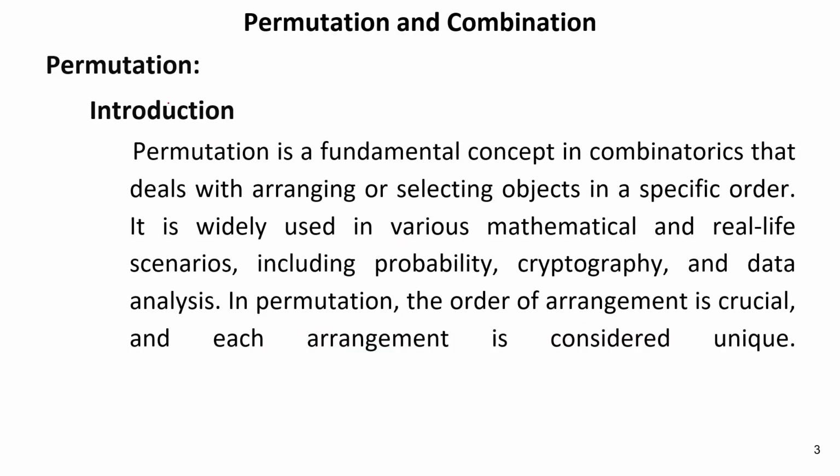So let's go from the introduction. Permutation is what? It is a fundamental counting concept that is used in combinatorics, that deals with arranging or selecting objects in a specific order. This is the point that makes it distinct from combinations. Permutation is a fundamental concept in combinatorics that deals with arranging or selecting objects in a specific order.